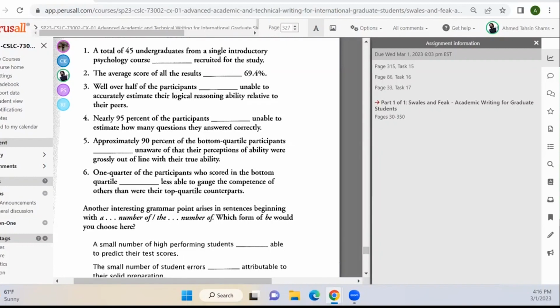About, and the rule is, anyone? A number of, the number of. Do you know the rule? Anyone who knows the rule? A number of is more. More. Yeah, a number of plural, the number of singular. That's the rule.